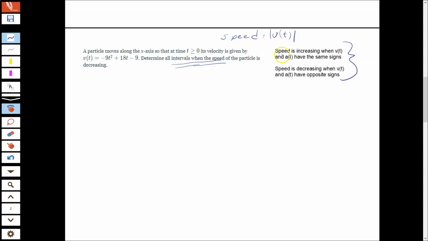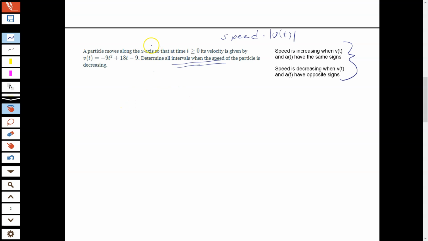So speed is increasing when velocity and acceleration have the same signs. You can think of acceleration as kind of pushing velocity in the same direction it's going. Speed is decreasing when acceleration and velocity have opposite signs, so positive, negative, or negative, positive. You can think of acceleration as kind of pushing against velocity. I always think of riding my bike into the wind for that case. Okay, so that's what we're checking now.